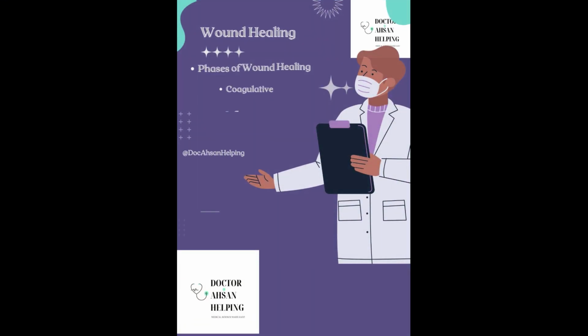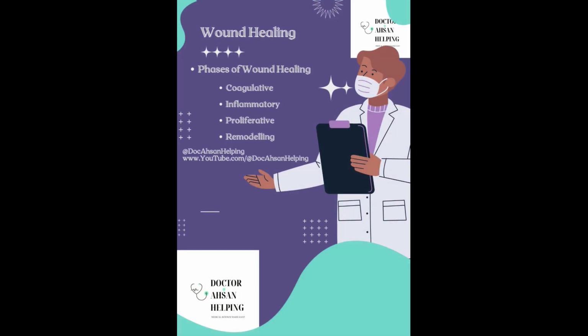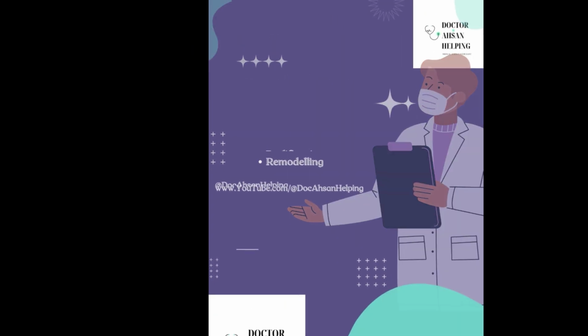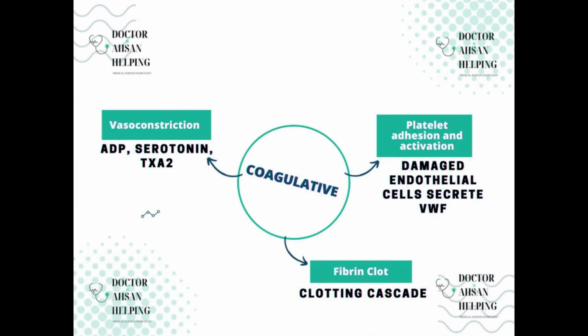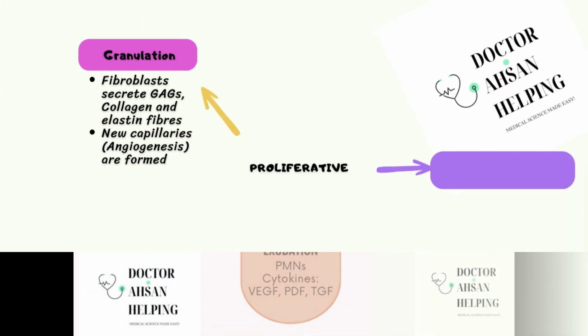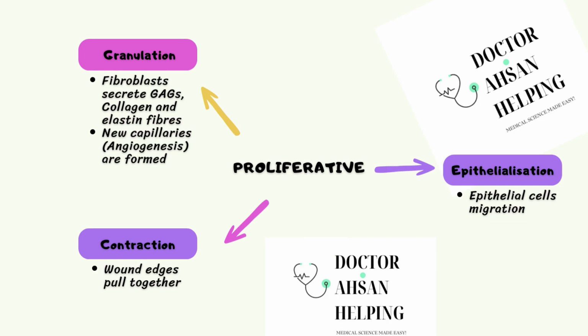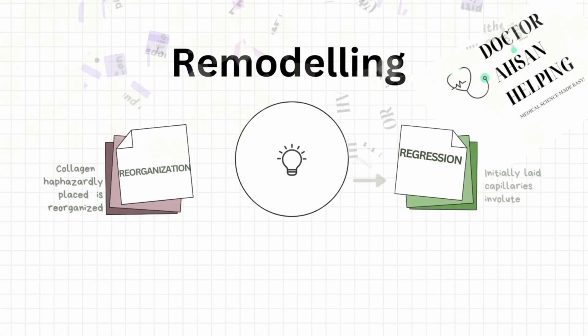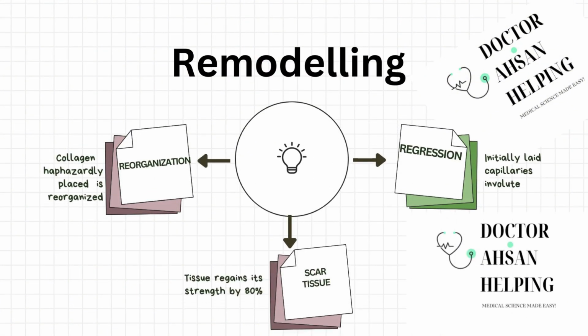So let's begin. Wound healing, which was initially classified in three stages, which were inflammatory, proliferative and remodeling phase, but now the recent classification has put wound healing into four different stages, which extend from the first one being coagulative, the second one being inflammatory, the third one being proliferative, also known as fibroblastic phase, and the fourth one is known as remodeling or maturation phase.